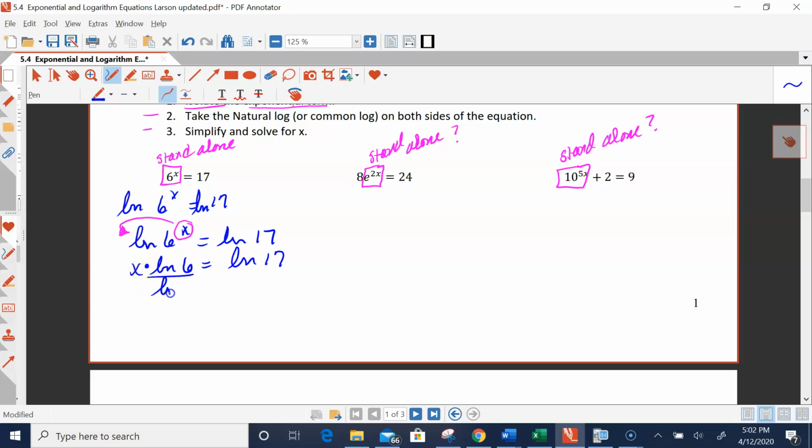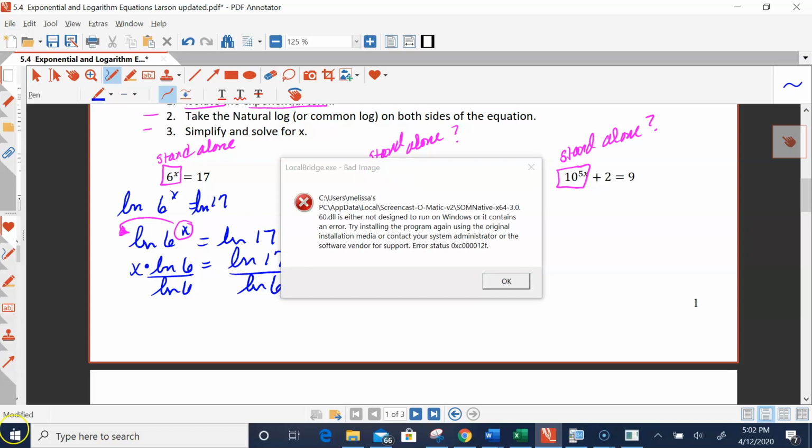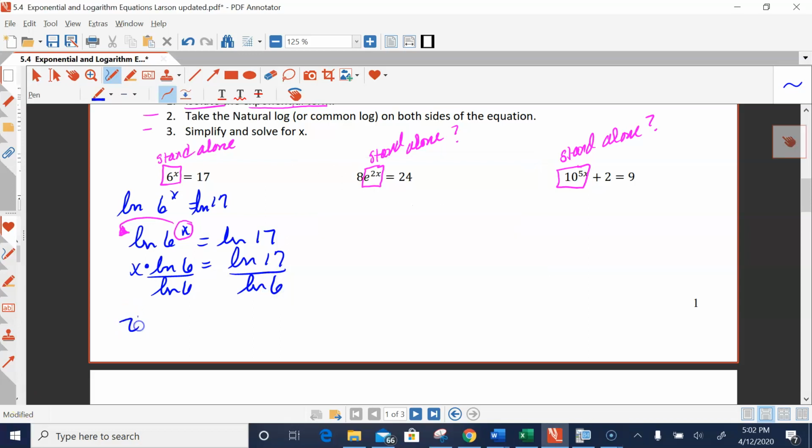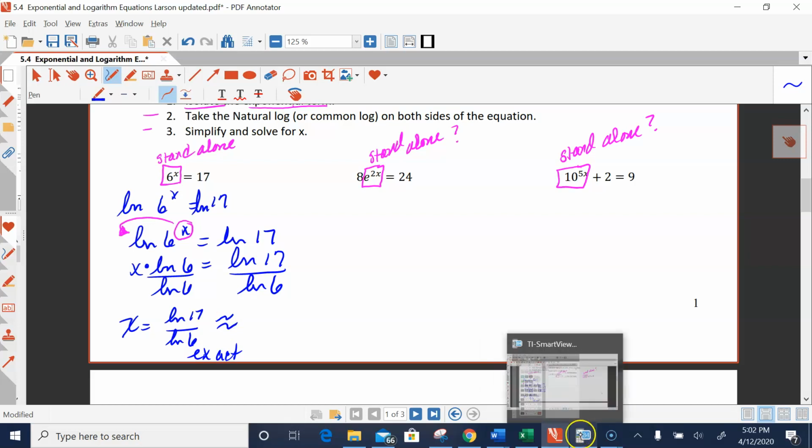And how do I get rid of the ln 6 since it's multiplied by the x? Well, we're just going to divide both sides by ln 6. That's going to give me an exact answer for x to be ln 17 over ln 6. That's called my exact answer. If they wanted a decimal approximation, then I would go to my calculator and divide that out.